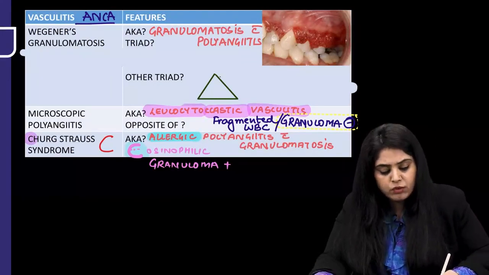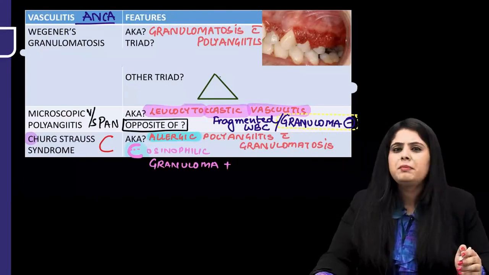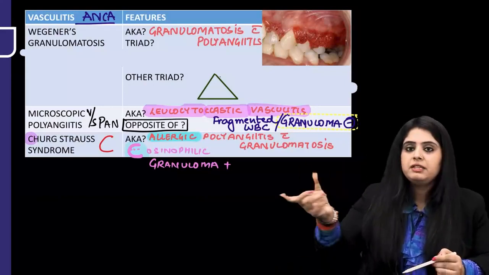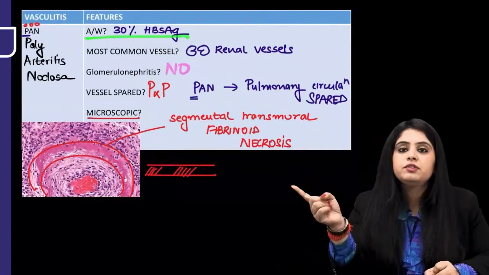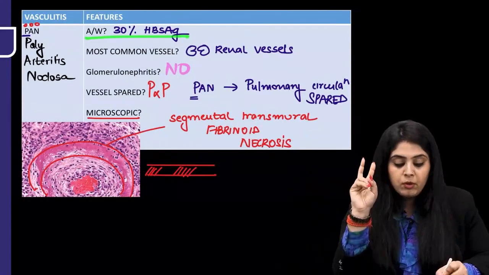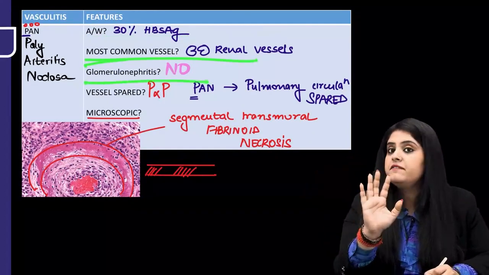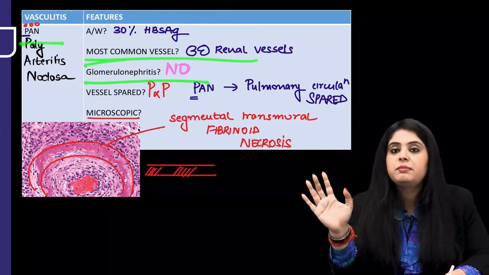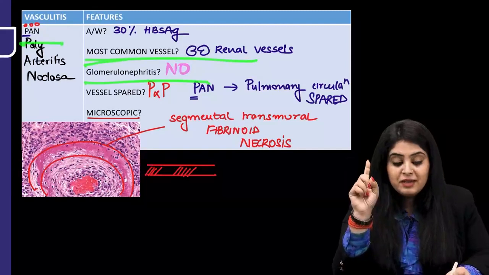And after that, I don't want to tell you anything, because this is said to be the opposite of PAN. It is the exact opposite of PAN. What was PAN? Now revise with me: whatever was in PAN, microscopic is the opposite. Polyarteritis nodosa had HBsAg positivity; microscopic does not. Polyarteritis nodosa caused involvement of renal vessels, but never involved or caused glomerulonephritis. No glomerulonephritis with PAN, whereas microscopic polyangiitis causes glomerulonephritis.